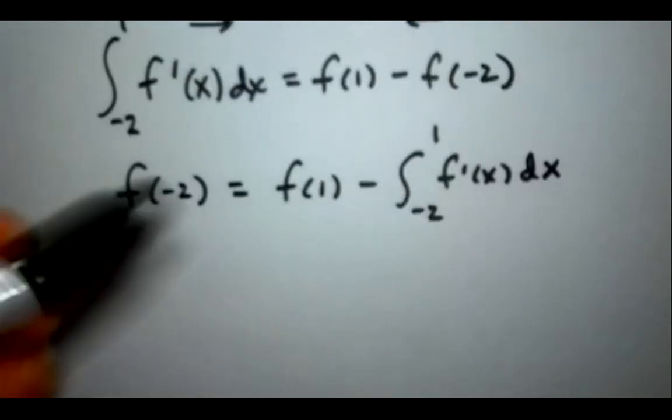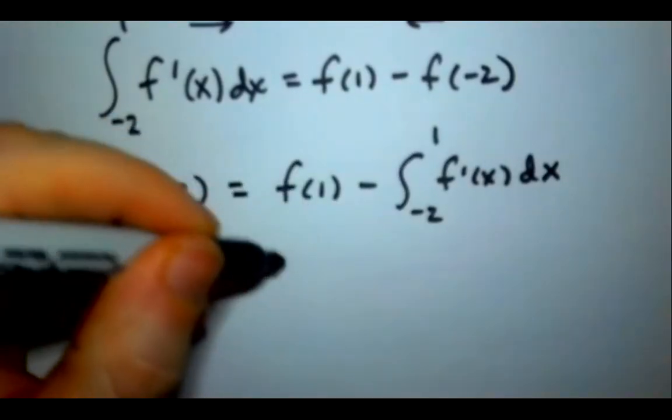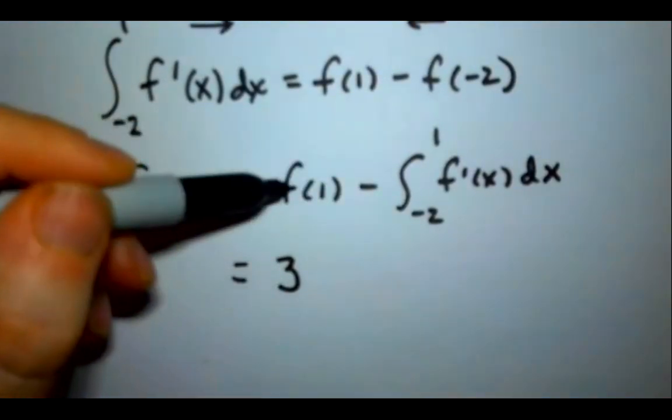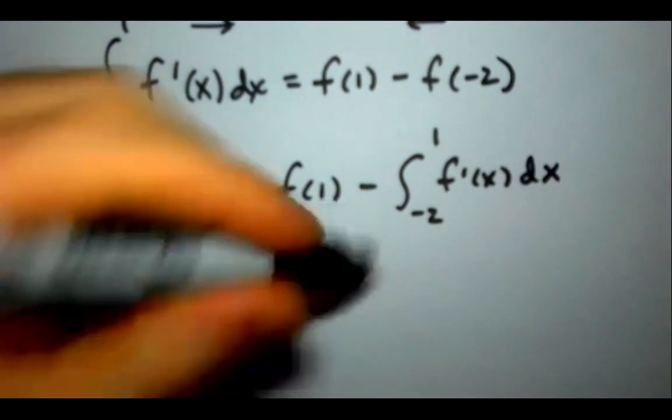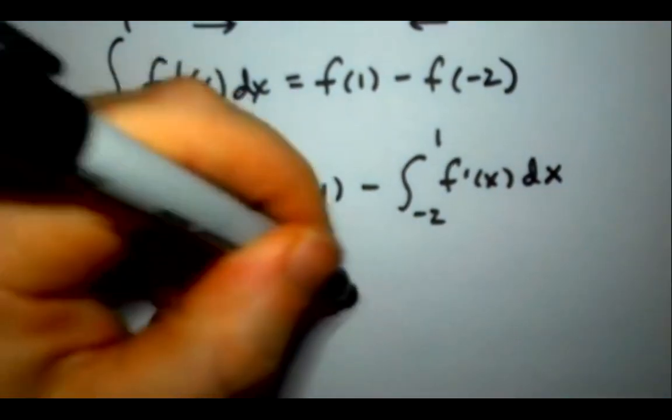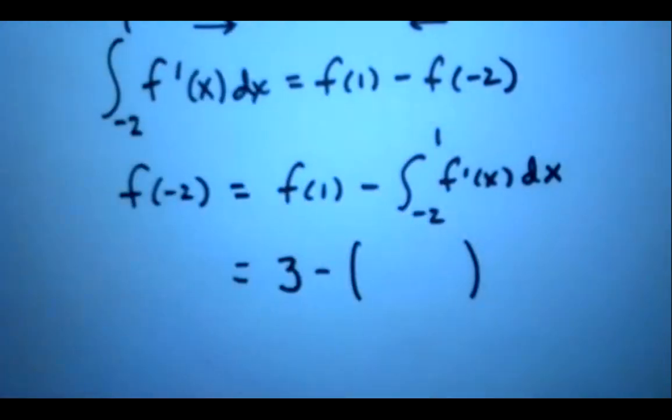All right, so here's what I want. That's the answer. We know f of 1 is equal to 3. And then it's going to be 3 minus something. We need to know the something. So what's the something?